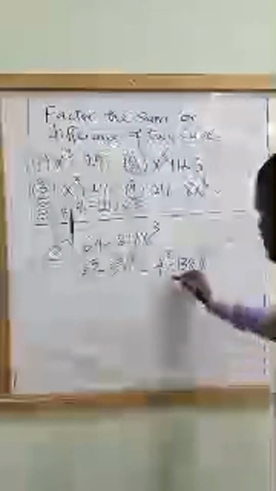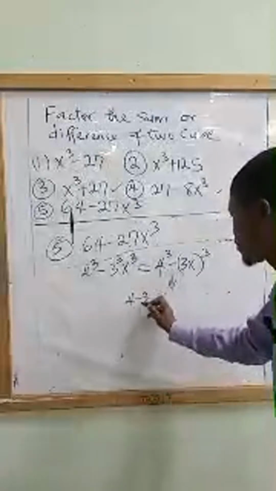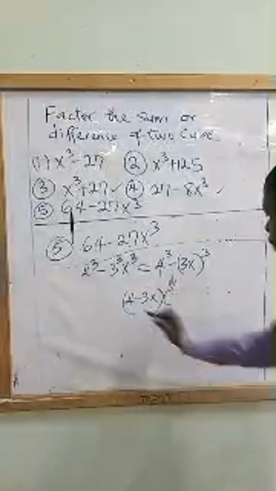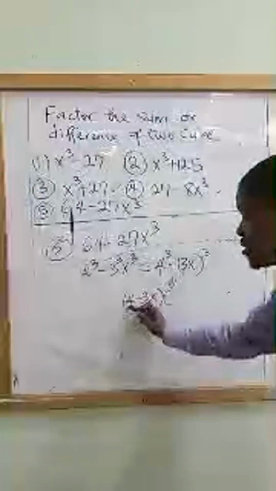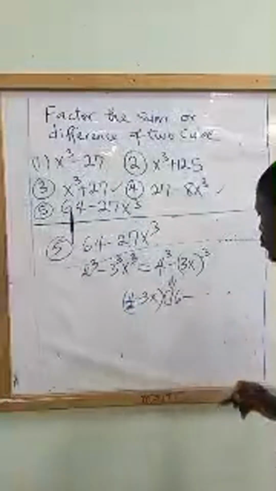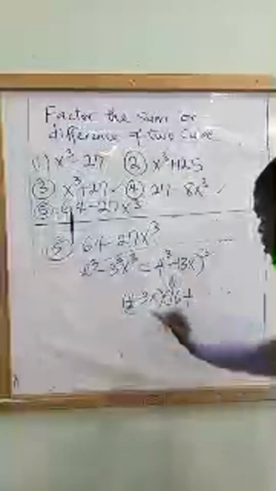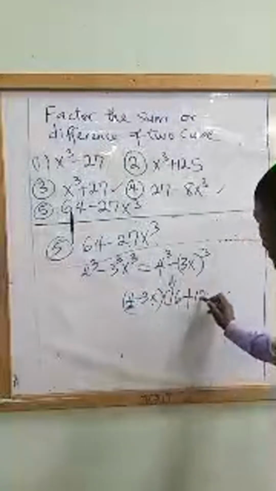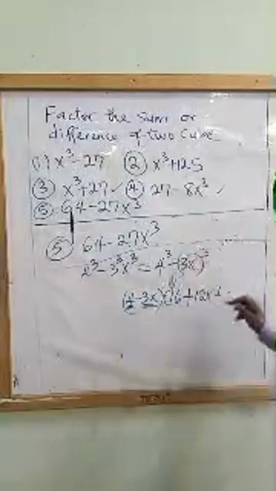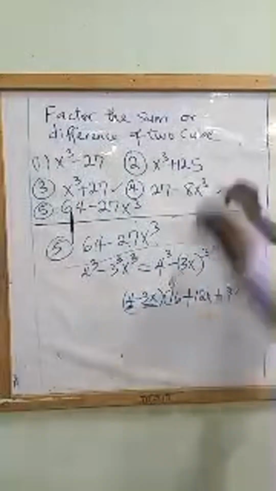Then we can apply the identity. So this will be equal to 4 minus 3x, close the brackets, times the first one you have here, that's 4. Square that, that'll be 16. The question is minus, so everything will be plus. This one times this one, that's 12x, and then plus the last one, 3x squared, that'll be 9x squared. So that's that.